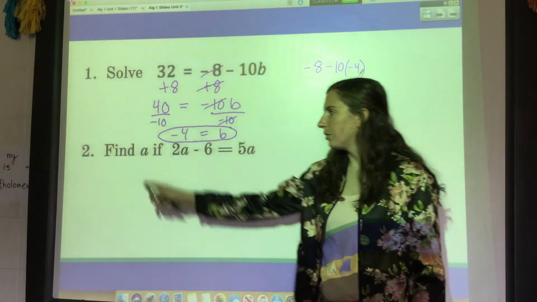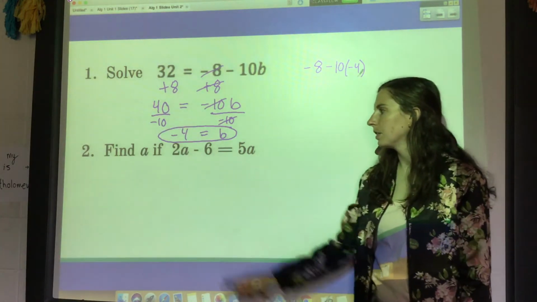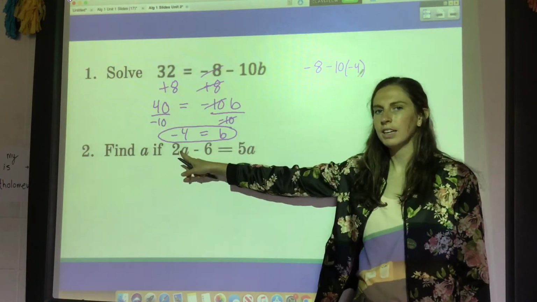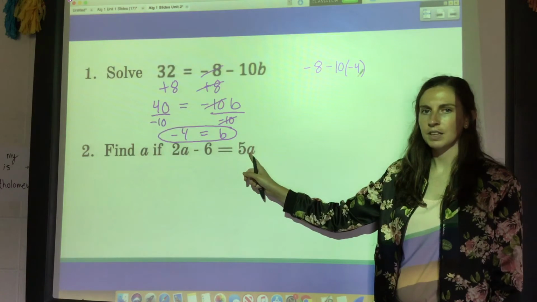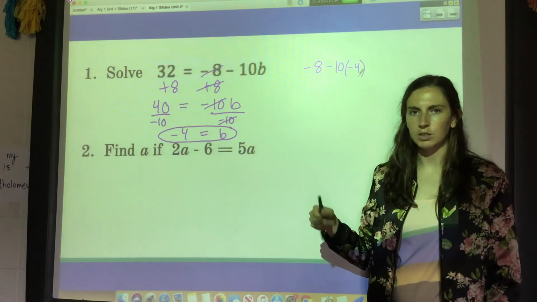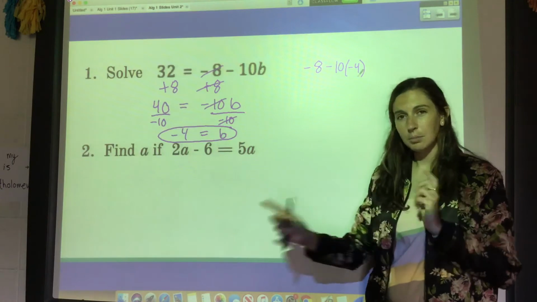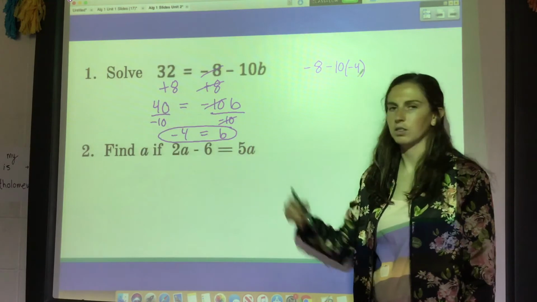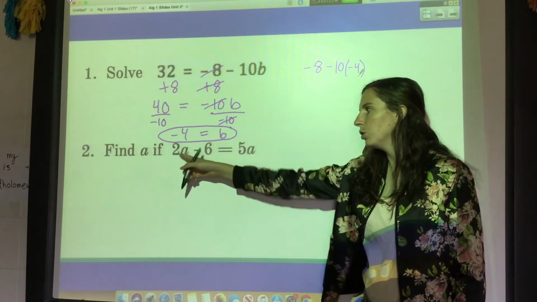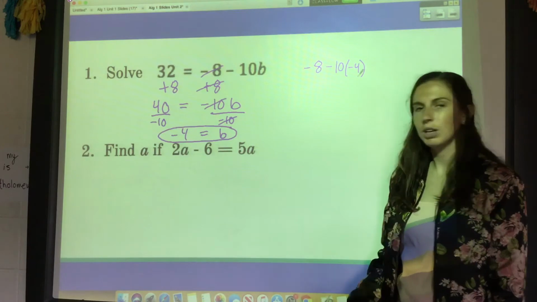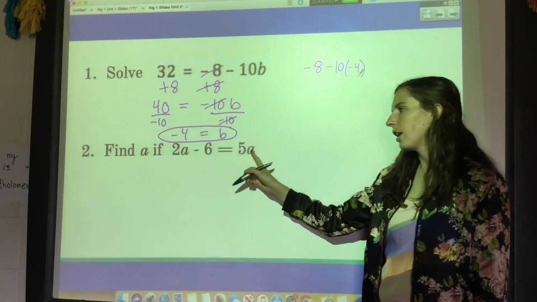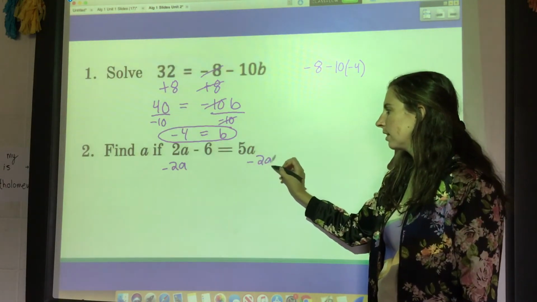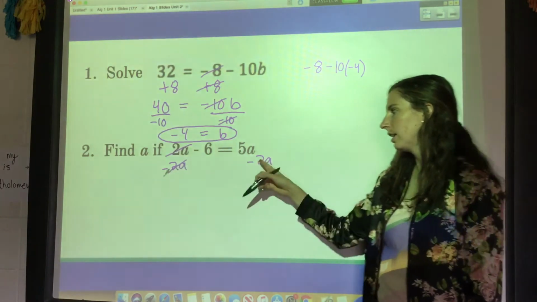On this one, we're trying to find a, or solve for a. So 2a minus 6 equals 5a. Notice I've got a's over here and I have a's over here. I need to get them on the same side so I can combine them. It doesn't matter which side. I personally like to keep it positive, so I might subtract 2a instead of subtracting the 5a, but just move them to the same side. What I mean by that is, to move the 2a over here, I can just subtract 2a from both sides so that it's not on this side anymore, it's on this side.